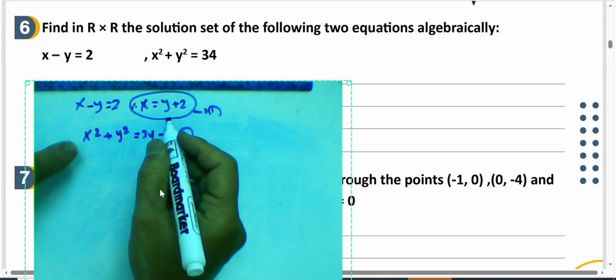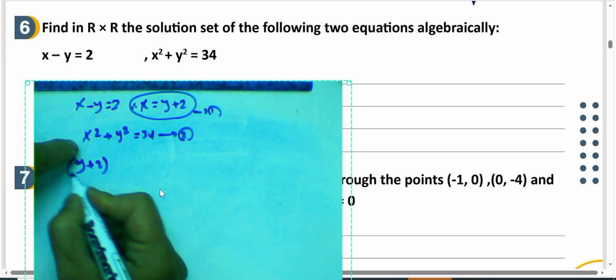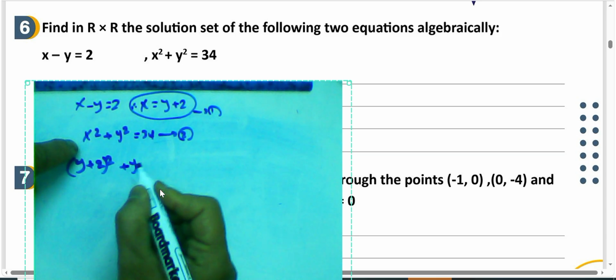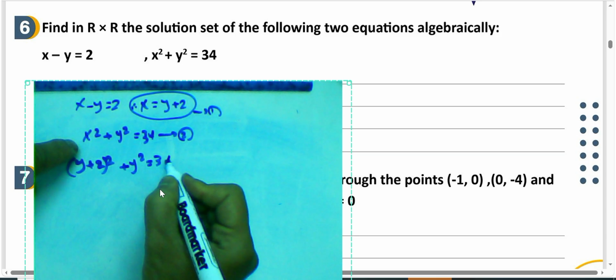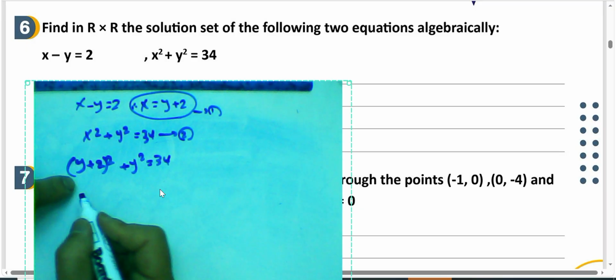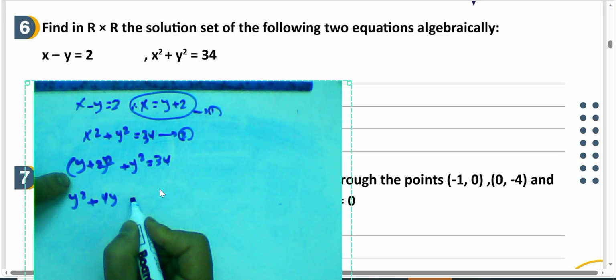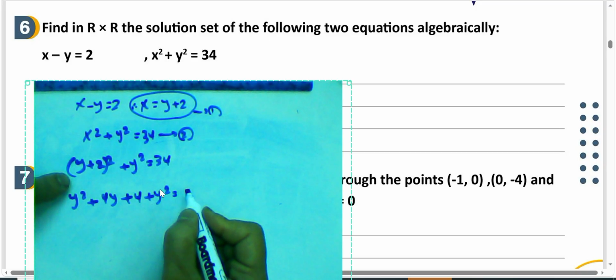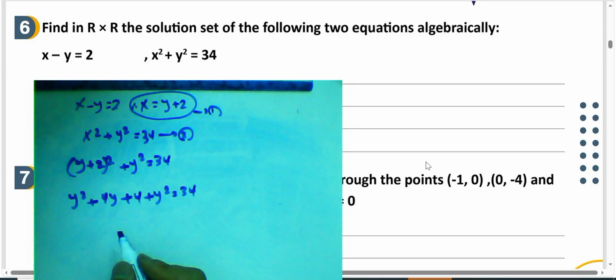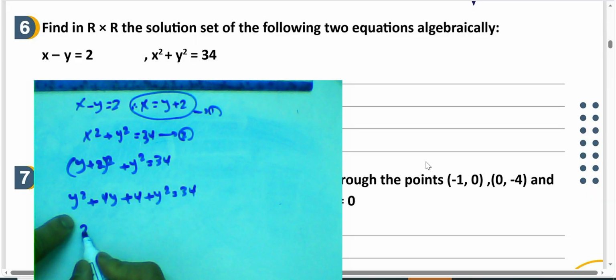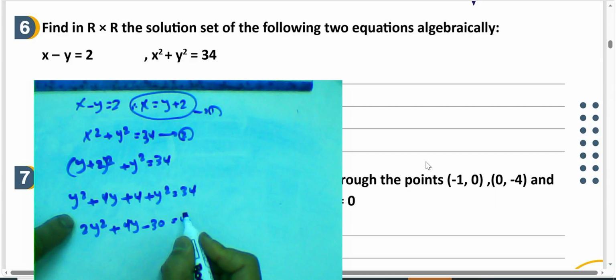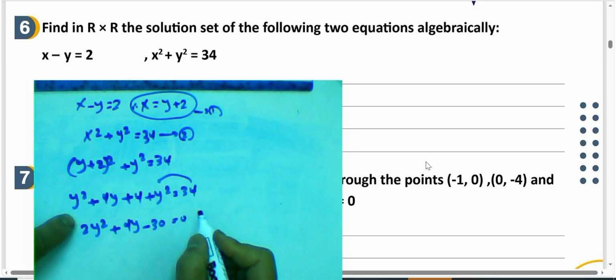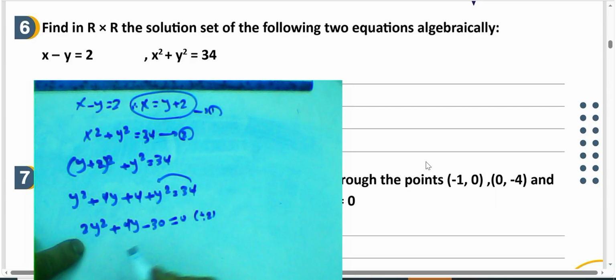From 1 and 2, with the value of x equal to y plus 2, we have (y plus 2) power 2 plus y power 2 is 34. Then y power 2 plus 4y plus 4 plus y power 2 is 34. Y power 2 plus y power 2 is 2y power 2, plus 4y minus 30 equals 0. Move to here: -34 plus 4 is -30. You can simplify this by dividing by 2, then we have y power 2 plus 2y minus 15 equals 0.